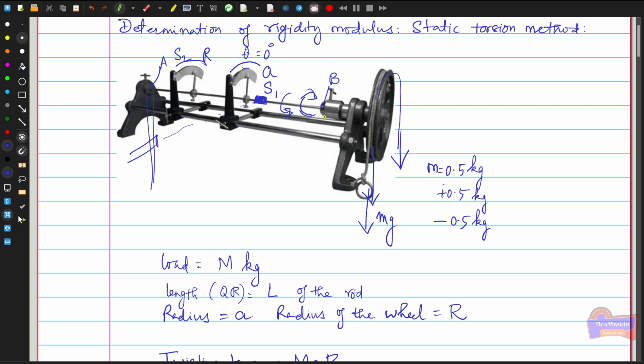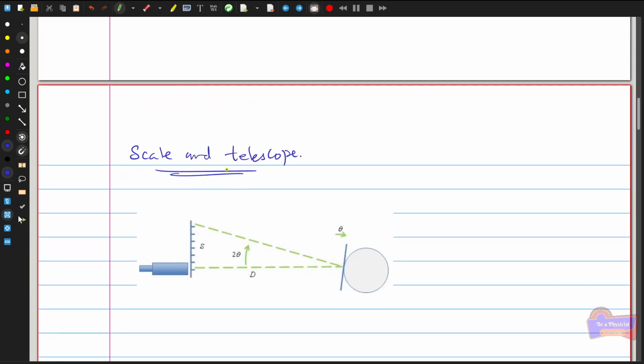If we add weights on the hanger, there is a deviation in the mirror, because the twisting is going to happen, so the mirror moves down or up. The reading of the scale is reflected in the mirror, and then it is reflected back to the telescope, so that we can find the reading accurately. Compared to the previous method, the apparatus with the scale and telescope is very accurate.